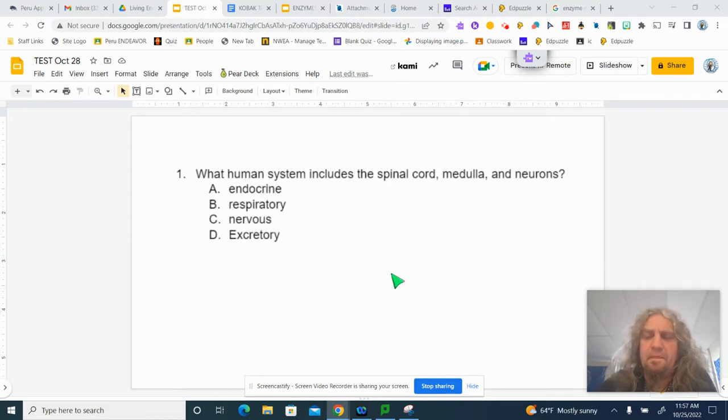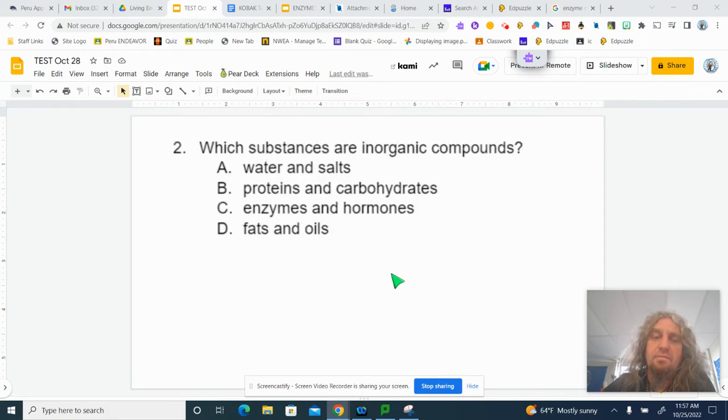Question one. What human system includes the spinal cord, medulla, and neurons? Question two. Which substances are inorganic compounds? A, water and salts. B, proteins and carbohydrates. C, enzymes and hormones. Or D, fats and oils?